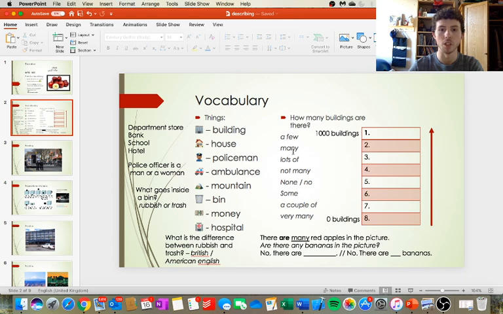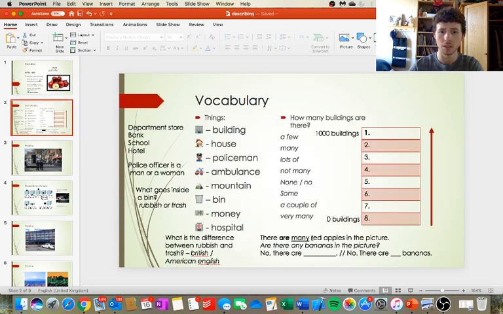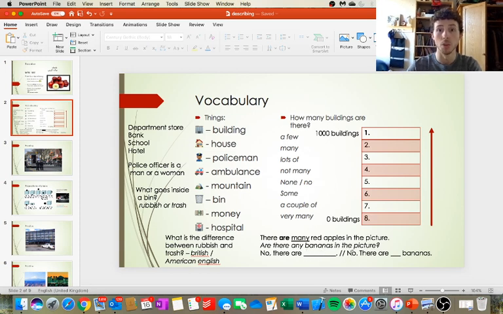So we can use these words in a sentence like this. We can say, there are many red apples in the picture. So we put many before the noun. Are there any bananas in the picture? No, there are. Which word would you put here? There are, or no, there are bananas.